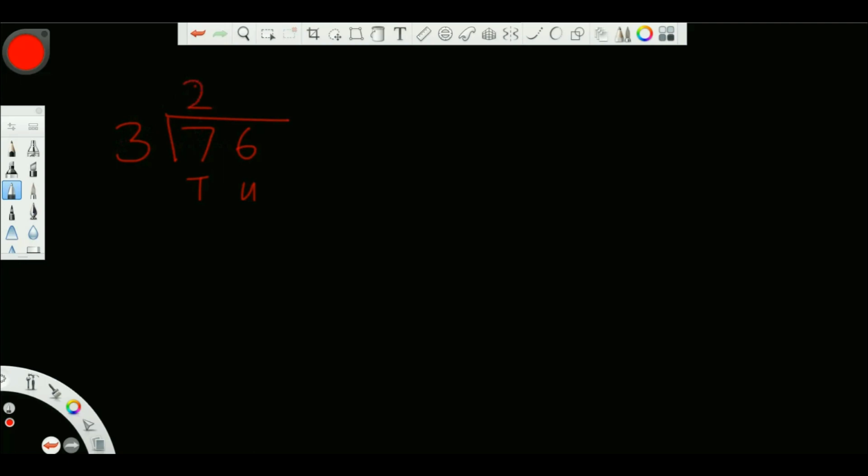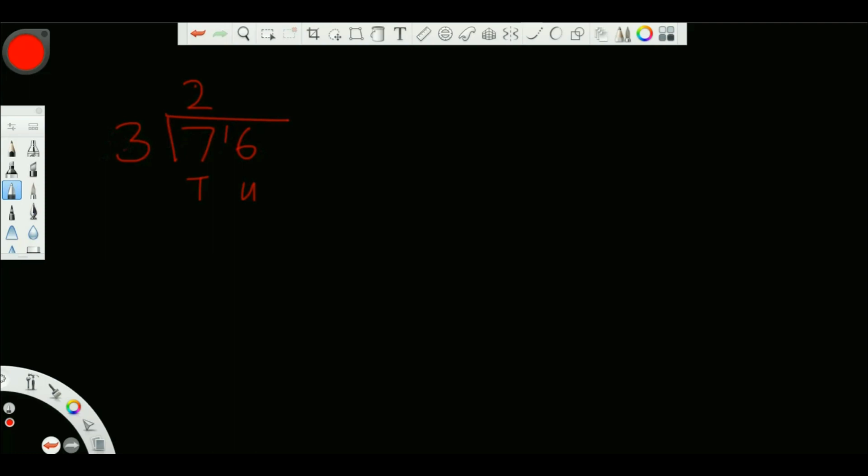Well, it goes twice and there's one left over, because 2 3s are 6, and we can't get another group because that would make 9, and we don't have 9, we've only got 7. So we get 2 full groups with 1 left over, and we carry that 1 over into the units over here. So now we're saying, how many 3s are there in 16?